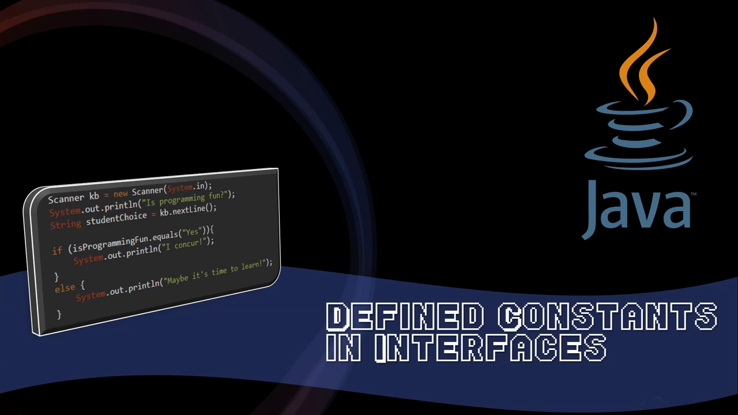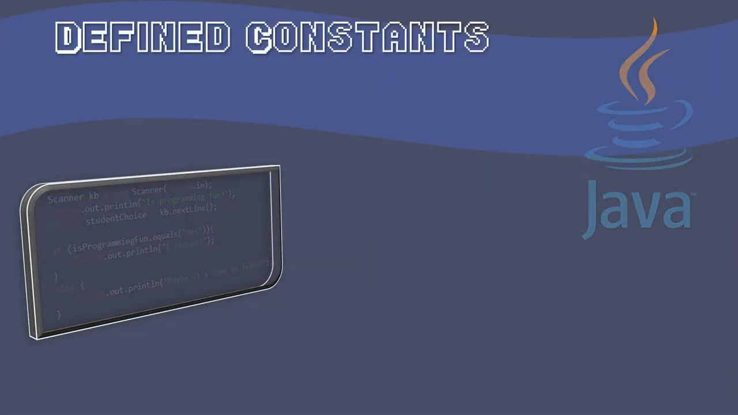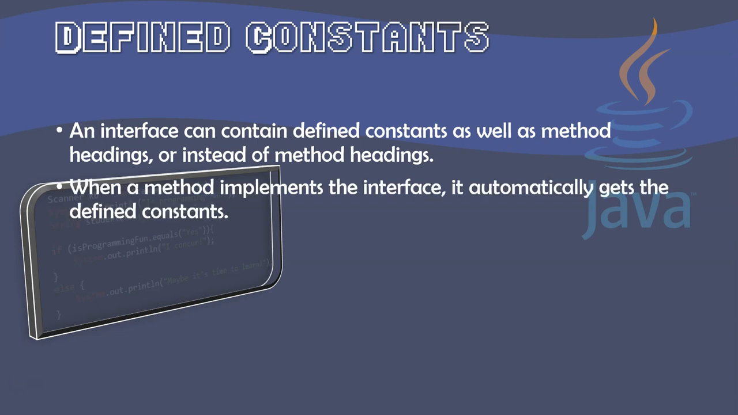And welcome back. As we continue looking at interfaces, let's take a moment to look at defined constants in our interfaces. So what are defined constants? Well, an interface can contain defined constants as well as, or instead of, method headings. When a class implements the interface, it automatically gets those defined constants.